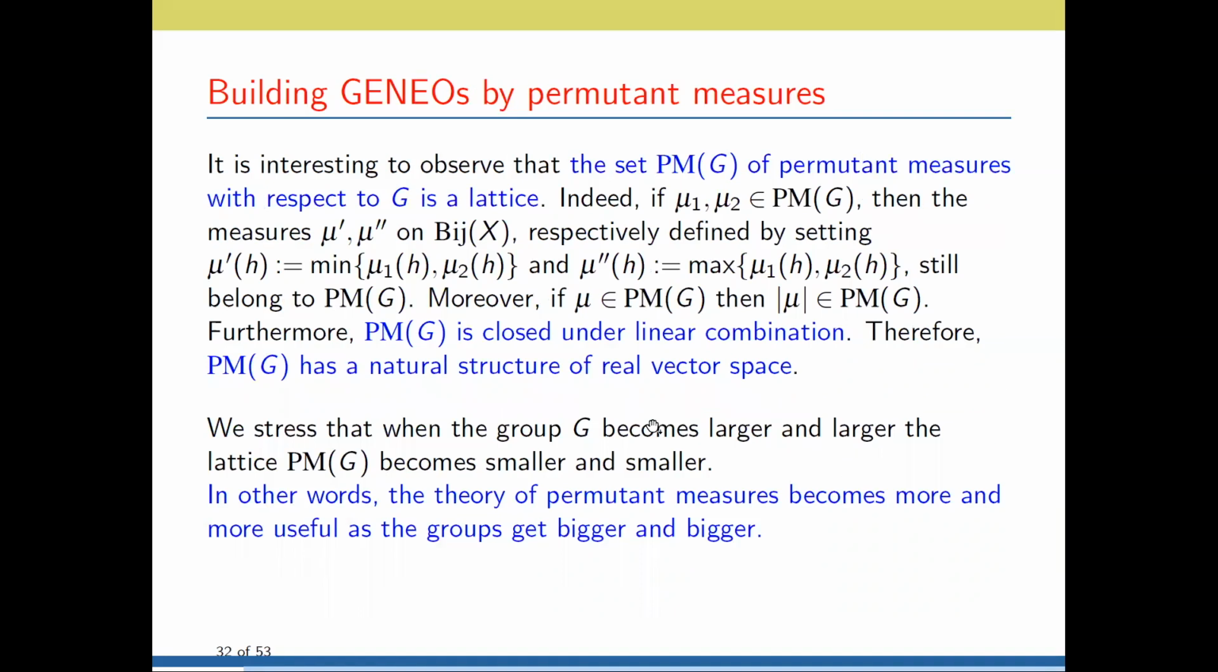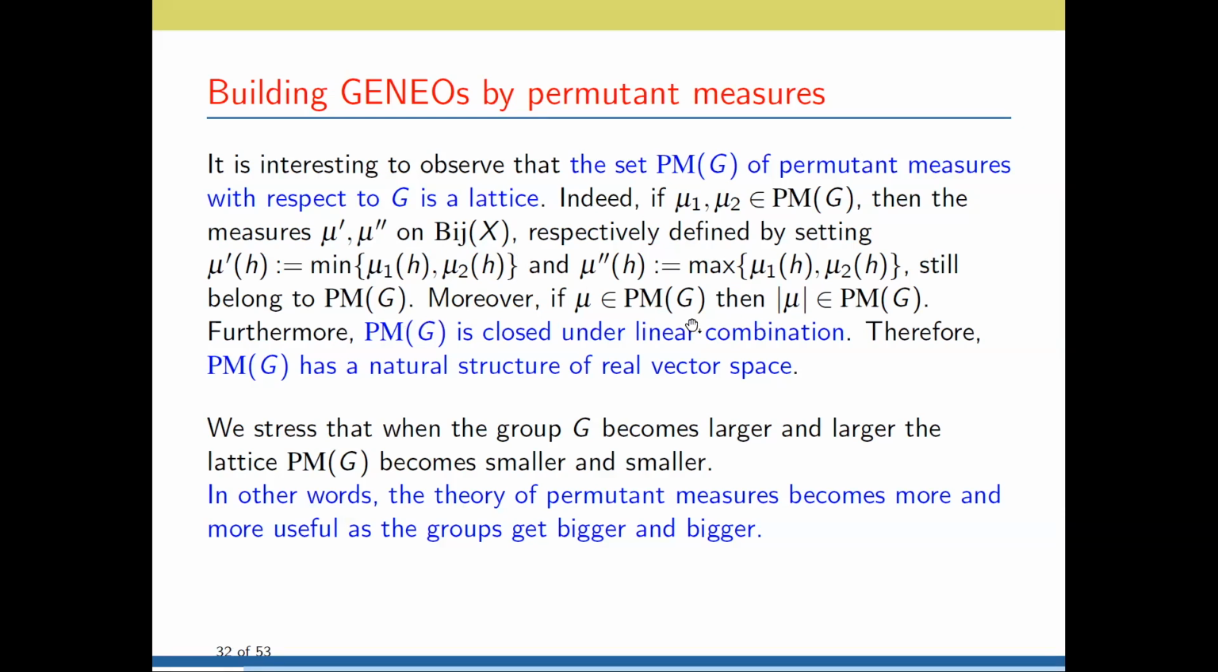Now, we have a way, by using permutant measures, to build GENEOs. It is interesting to observe that the set Pm(G) of all permutant measures with respect to G is a lattice. Not just the set of GENEOs is a lattice; the whole set of permutant measures is a lattice. Indeed, if mu1, mu2 are permutant measures, then the measures mu prime and mu second on the group of bijections of X, defined in this trivial way, still belong to the set of permutant measures.